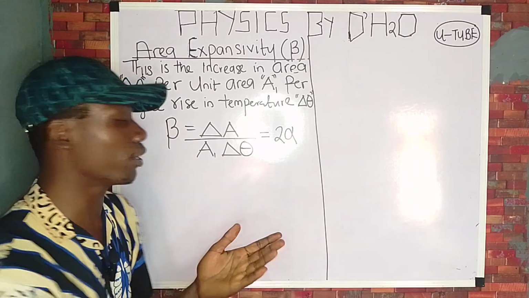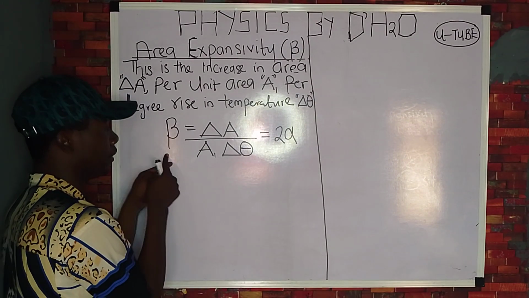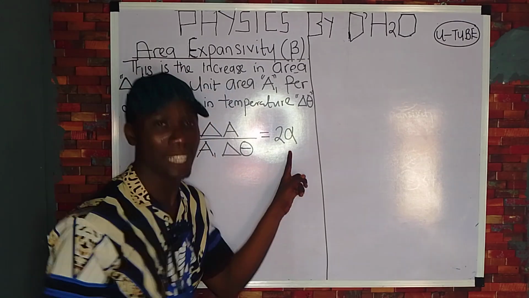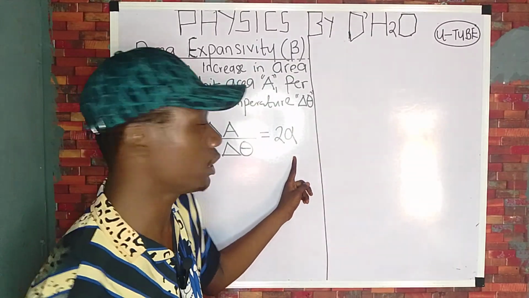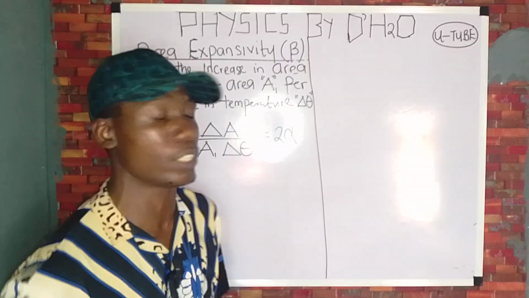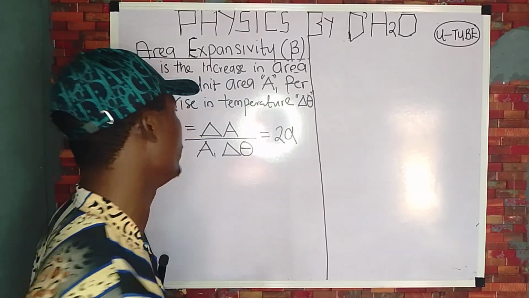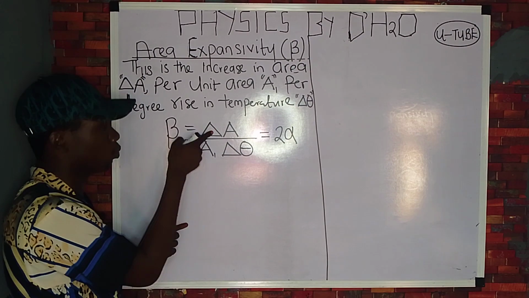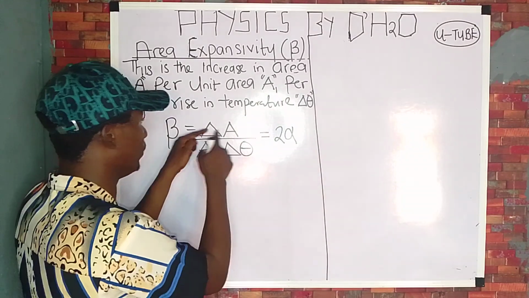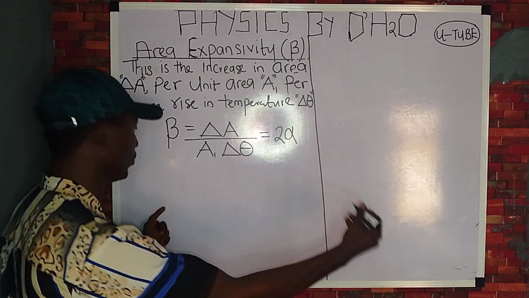And please do not forget that area expansivity is equal to 2 times your linear expansivity. This symbol here means linear expansivity. So area expansivity is 2 times linear expansivity. Remember, we're going to look at the meaning of these symbols that you are seeing on the board.